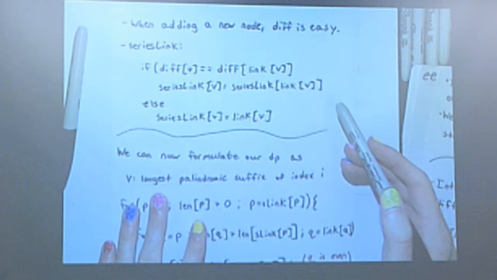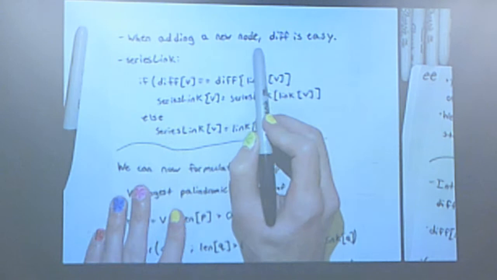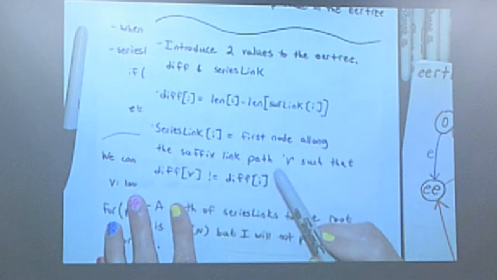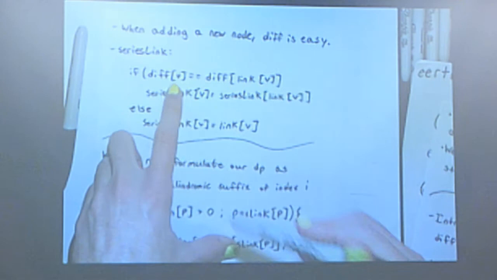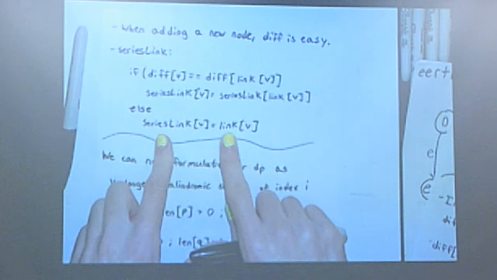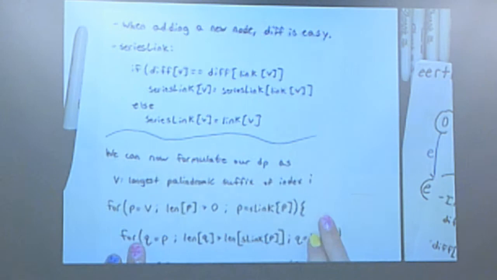So how do we maintain these? When adding a new node to the tree, the diff is easy. We just take the length of our node and subtract the length of our suffix link. Now for the series link, like I said, it's the first node along the suffix link path such that its diff is different. So if my diff is equal to the diff of my suffix link, then my series link will just be his series link. Otherwise, my series link is just him. So maintaining these two is pretty easy. Using them is pretty difficult, though.